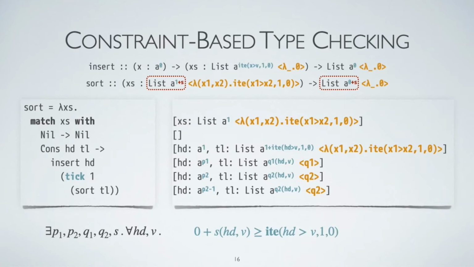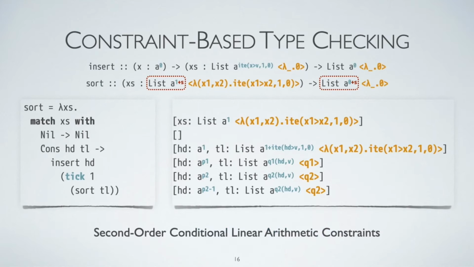Now, after the type checker generates all the constraints, it tries to solve them by finding proper instances of P1, P2, and Q1, Q2. These constraints are essentially second-order conditional linear arithmetic constraints, and solving such constraints automatically is a well-studied problem. So in this way, we obtain an automatic type checker for liquid resource types.